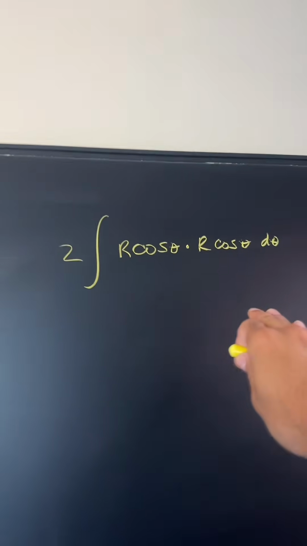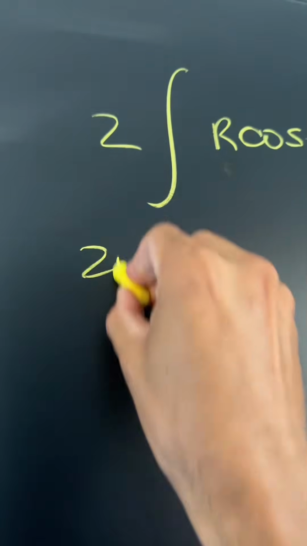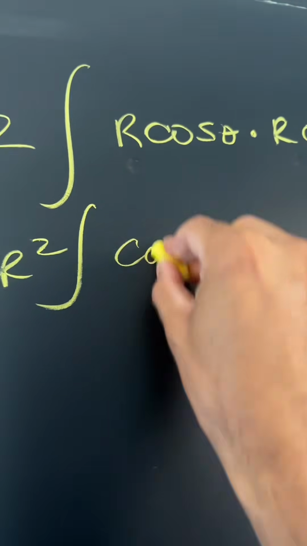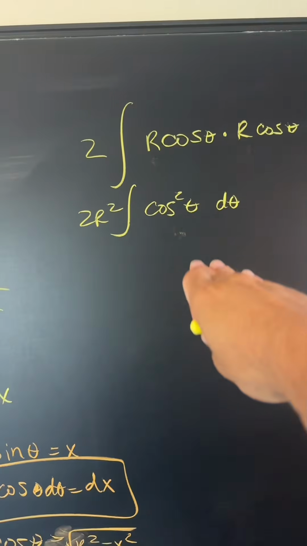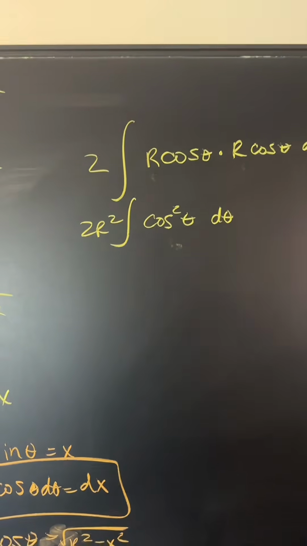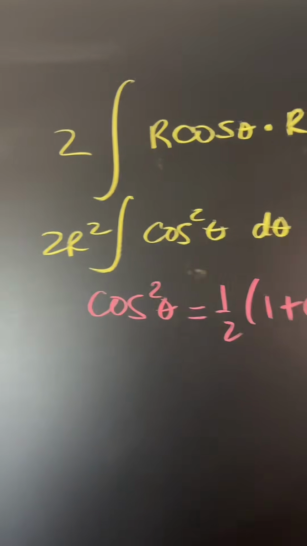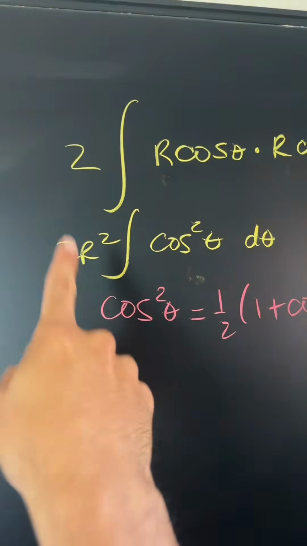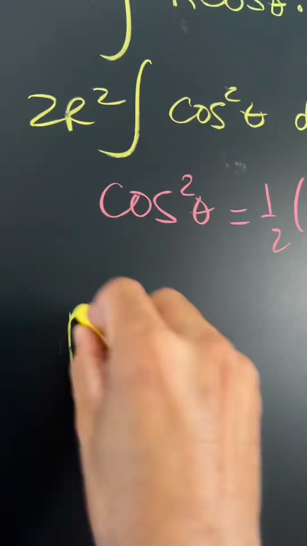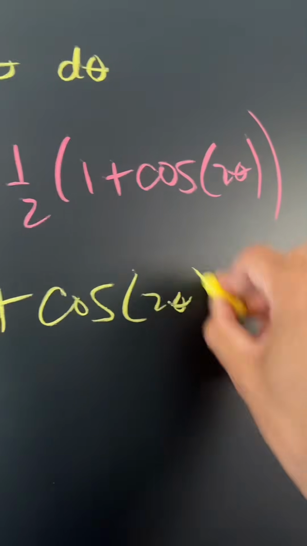Okay, so let's go ahead and multiply these things together. This r becomes r squared, but it's a constant, so I'm just going to put it on the outside, and now I have cosine squared theta d theta. I have to remember how to simplify this using a power reducing formula, which looks like this right here. That's pretty simple. So now we're going to rewrite this. There's going to be a 1/2 in here, so I'm just going to pull it out on the outside, canceling this out with the 2. So I have r squared times the integral of 1 plus cosine of 2 theta d theta.